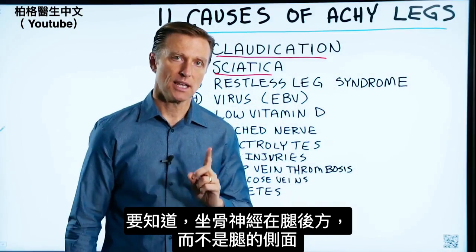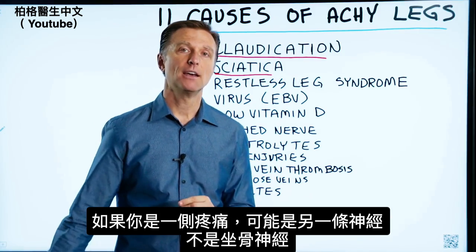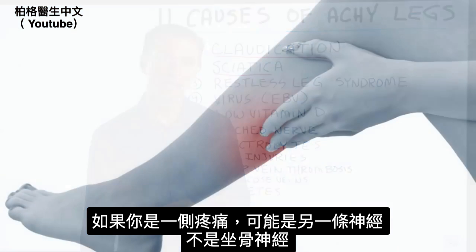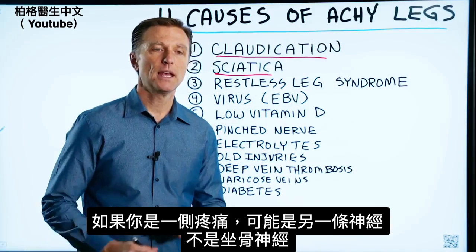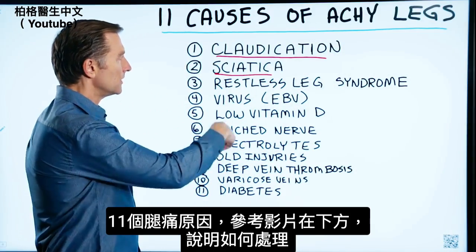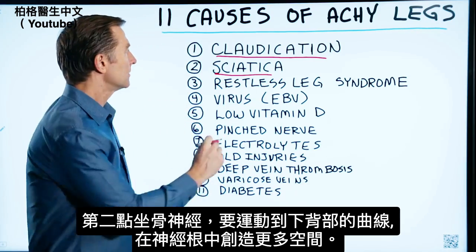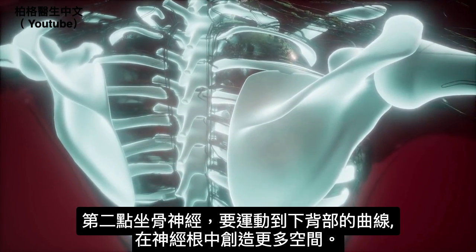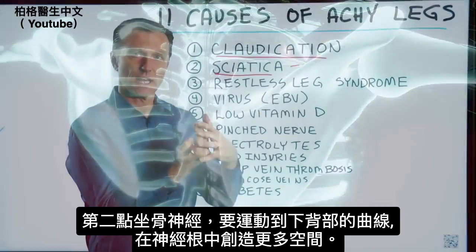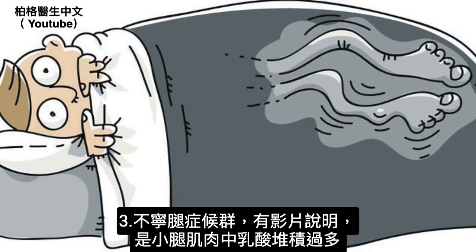But realize this, the sciatic nerve is in the back part of the leg, not on the side of the leg. If you have achiness or pain on the side, that could be another nerve, but it's not the sciatic nerve. For pretty much all of these, I put videos down below to tell you what to do about them. For this one, you want to work on the curve in the lower back to create more space in the nerve roots. Okay, number three, restless leg syndrome.